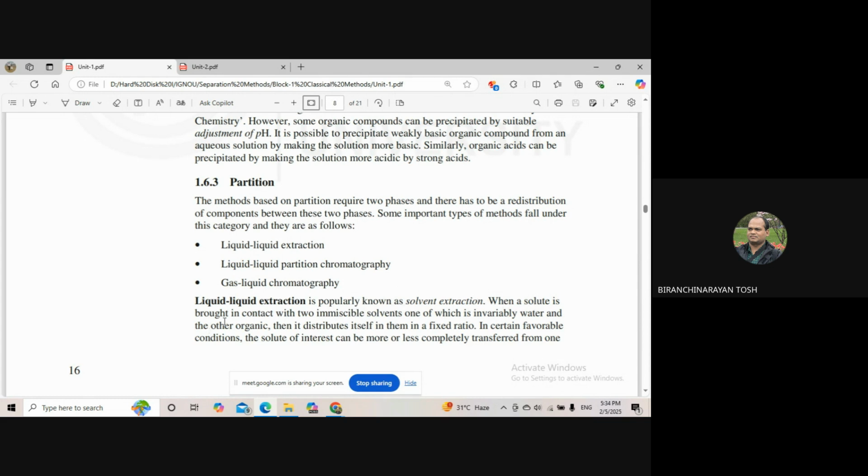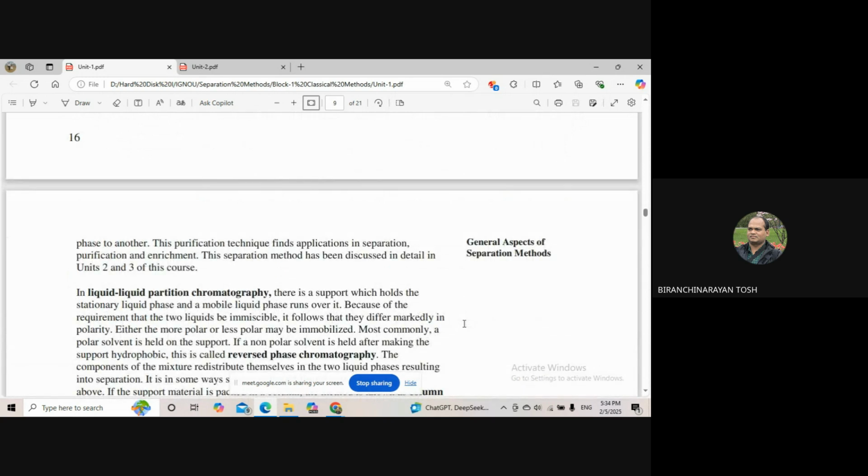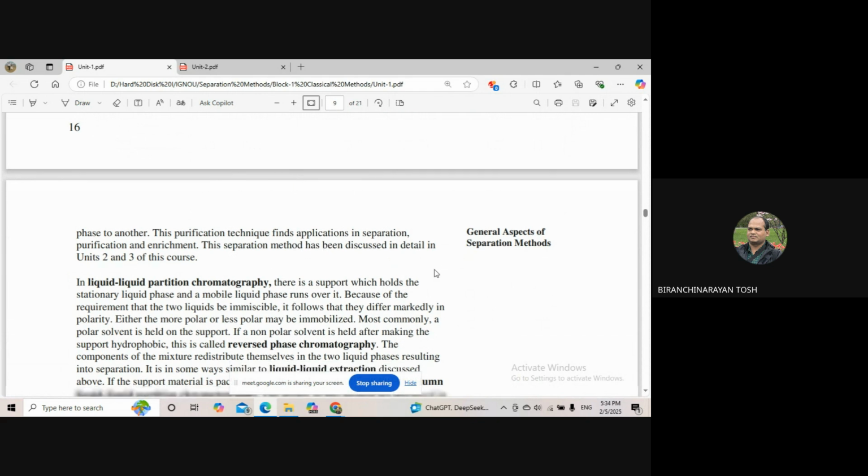When a solute is brought in contact with two immiscible solvents, one of which is invariably water and the other is organic, then it distributes itself in them in a fixed ratio. In certain favorable conditions, this solute of interest can be more or less completely transferred from one phase to another. This purification technique finds application in separation, purification, and enrichment. We'll discuss this one later on.